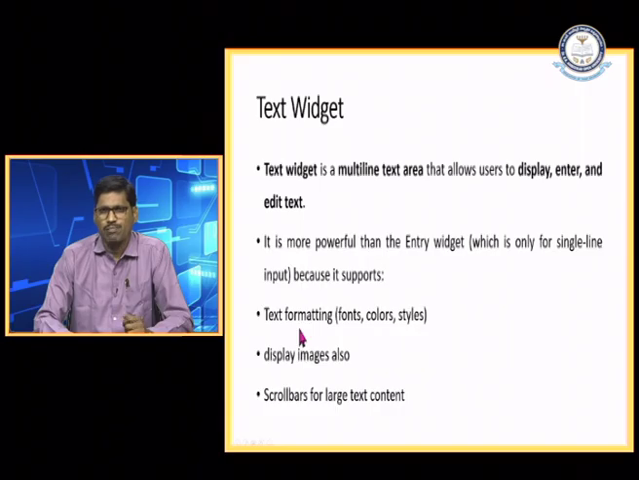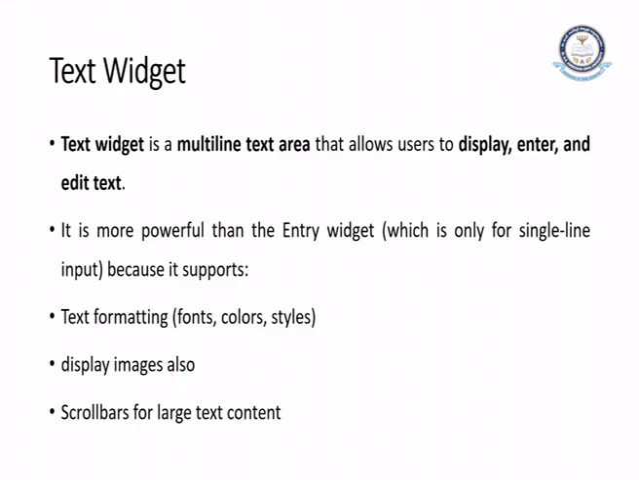And if you want to implement any text formats, like changing the font style, or applying colors to the text, or changing styles like italic, bold, everything you can do with the help of the text widget. If you want to display images also, with the help of the text widget we can implement that. And suppose if you want to enter a large text, then scroll bars are also created within the text widget. These are the features of the text widget.